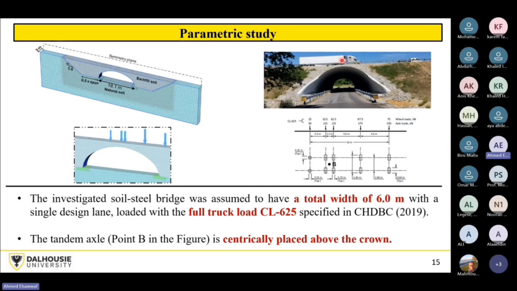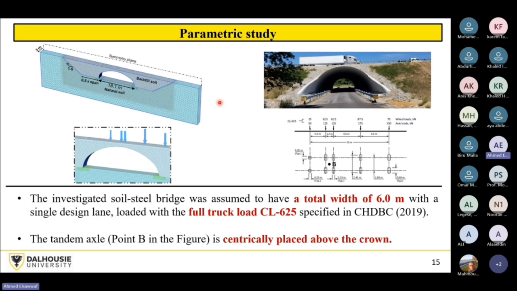And for the live loads, we have a truck here moving in this direction across the soil steel bridge. So it will look like this. These are the truck loads. It's a CL 625. That's the full truck load specified in the Canadian code. And these are the loads and the geometry of the truck.